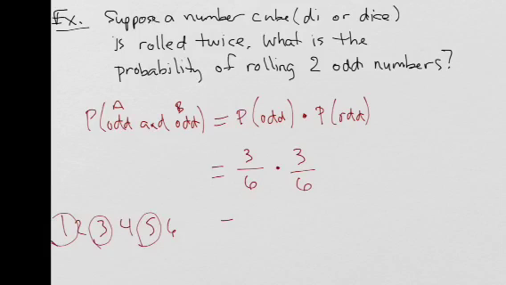So when I multiply those together across my numerator, 3 times 3 is 9, and my denominator, 6 times 6 is 36. And again, you don't have to worry about reducing fractions or anything like that, because we want a decimal answer in the end. I'm just going to do 9 divided by 36, and my final answer would be 0.25. A 25% chance that if I roll a die and then roll that same die all over again, that I'm going to get another odd number. So 25% chance of getting 2 odd numbers in a row.